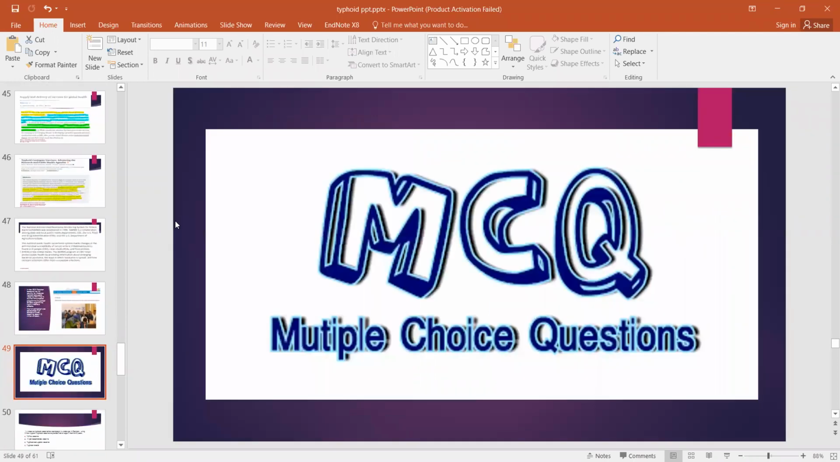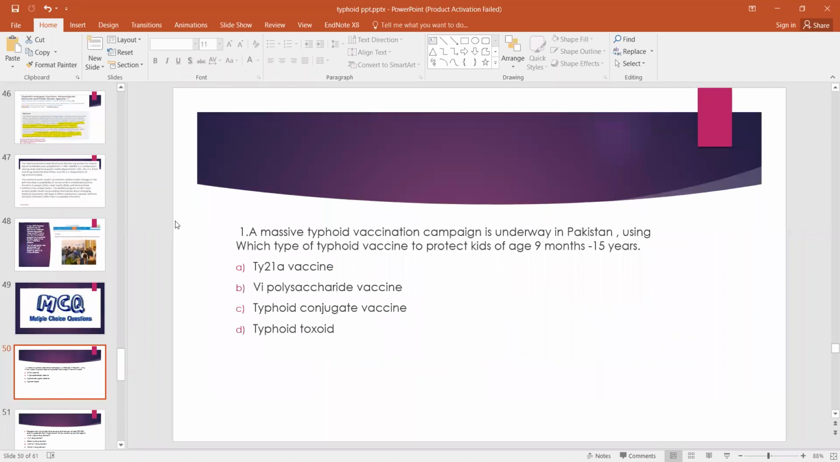Now it's time for the MCQ. A massive typhoid vaccination campaign is underway in Pakistan using which type of typhoid vaccine to protect kids aged more than 9 months to 15 years? Typhoid 21A vaccine, Vi polysaccharide vaccine, typhoid conjugate vaccine, or a typhoid toxoid? Typhoid conjugate. C, typhoid conjugate vaccine is the right answer.